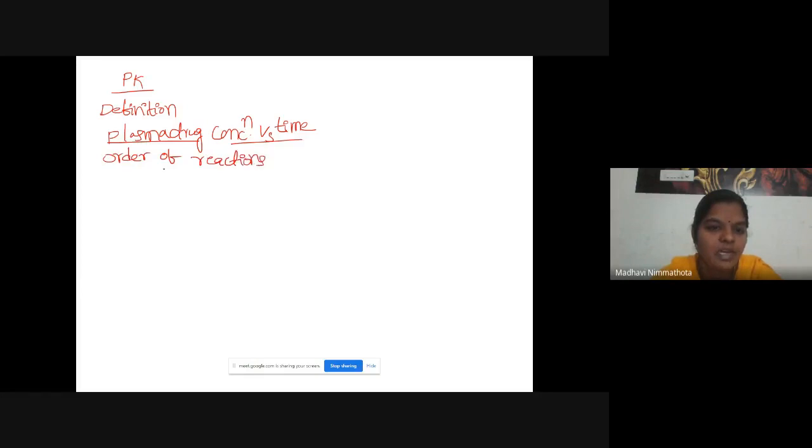In the previous classes I discussed the definitions, the plasma drug concentration versus time profile, and the order of reactions. In the order of reactions, you have two different kinds: zero order and first order. In zero order, you learn about the reaction and the half-life of zero order drugs, and the first order reaction and the first order half-life of the drugs. I derived the equations for you. So these are the three topics I have covered till now.